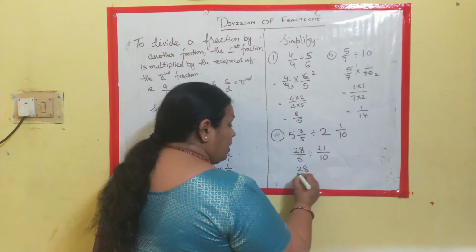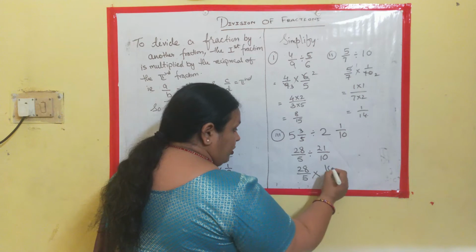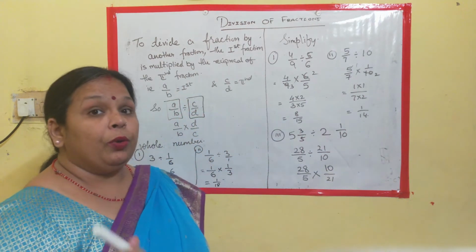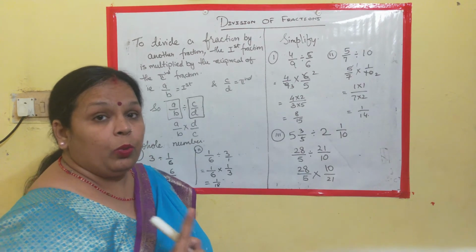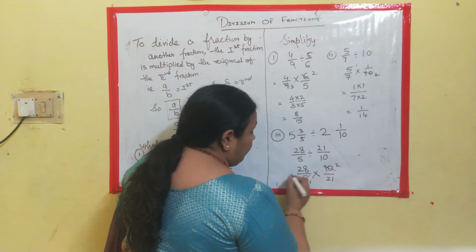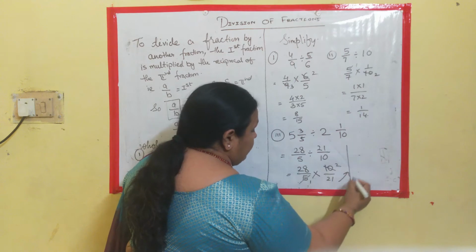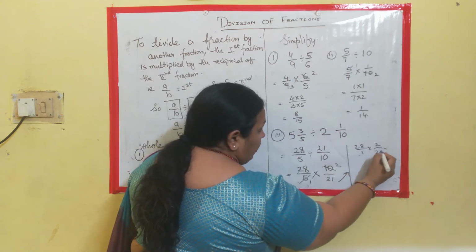Second step is 28 by 5. Division will change to multiplication. This will be your 10 by 21. During the multiplication video, I already explained that we should try to do cancellation only once. One cancellation. That is, here 5 ones are 5 and 5 twos are 10. So the next step is going to be 28 by 1 into 2 by 21.